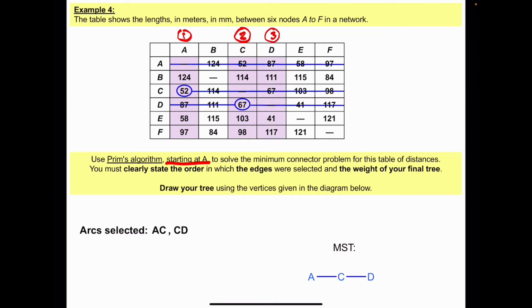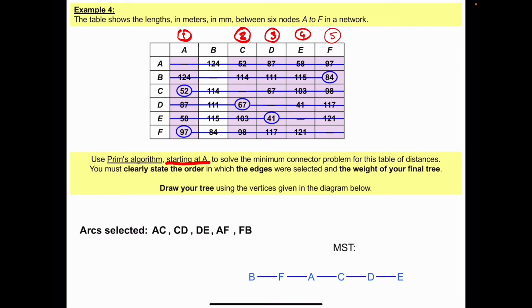Then I have 3 rows, and I'm looking at the smallest number in these 3 rows, which is 41. That means it's the E, and E column will become my 4th, and DE is my next arc. And then highlight the E. The smallest number here should be 97, that is the F. So AF and then 97 and then 5, F will become my fifth column, and then the last one is 84, which gives me the B, and then FB is my next and last arc, and then 6 is the sixth column, the B column. The weight is 341.